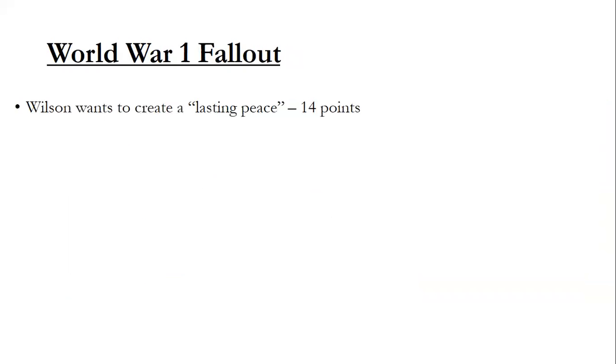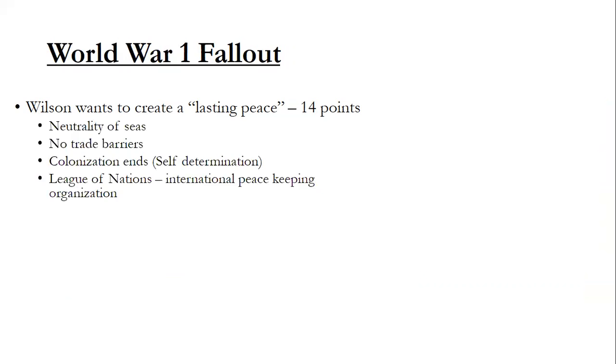And for the World War I fallout, Woodrow Wilson wants to create this lasting peace, this peace without victory. He wanted world peace, and it's called the 14 points. These 14 points are basically broken down into four categories. He wants the seas to be neutral. He wants to limit trade barriers. He wants to end colonization, this idea called self-determination, which is that a people group should get to rule their own country. And the last point is the League of Nations, which was this international peacekeeping organization.